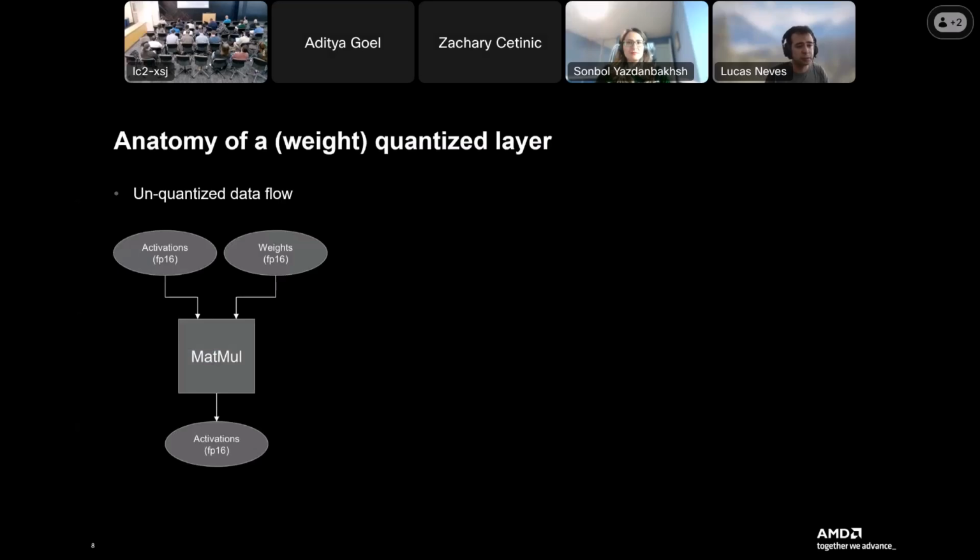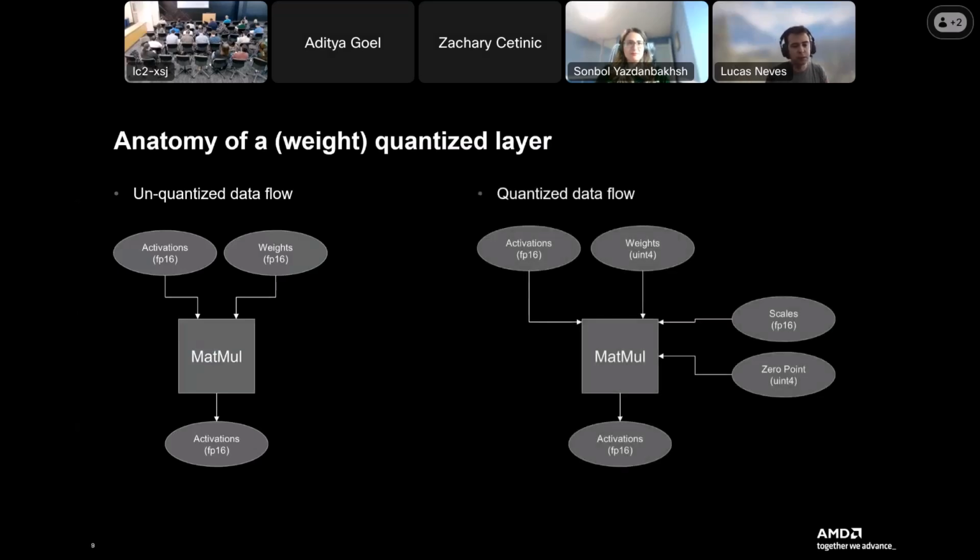Looking at what this would look like in a data flow: in an original unquantized data flow, you have your activations in FP16 and your weights. You do a matmul and you get FP16 activations out. In a quantized flow, you have a couple more terms. You have your activations and weights, but also a scale factor and a zero point. So you have 4 memory buffers instead of 2.